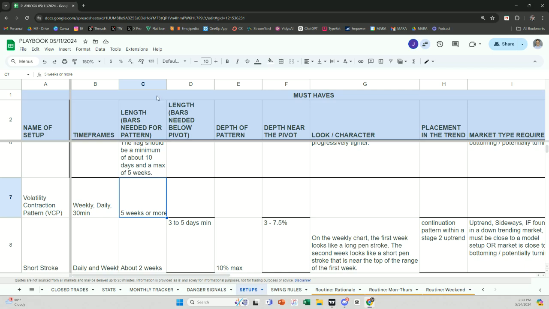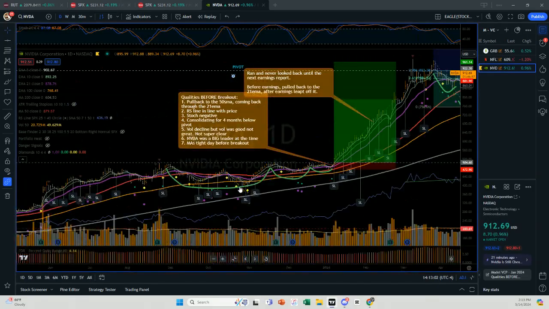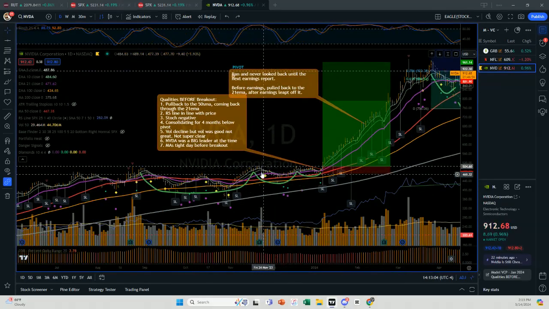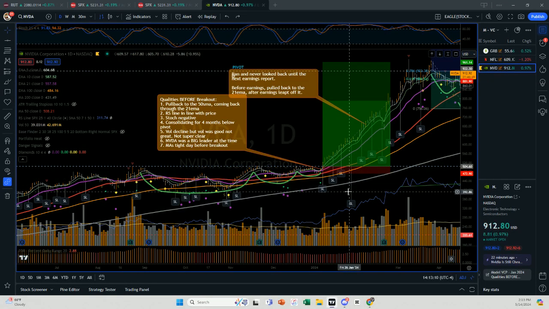Sometimes you could have all of this, right? Just to flip back to the chart for a second. Sometimes you could have all that happening much quicker, right? Sometimes you'll have it in just a month and a half. That's why I'm saying 5 weeks or longer.